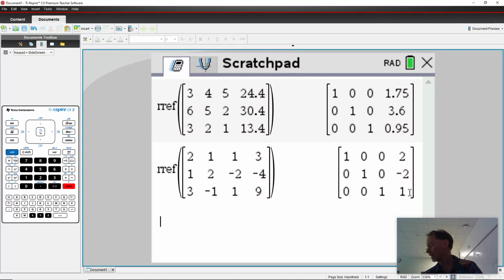To be clear, if you are supposed to do these things by hand, then do them by hand, but it's a good resource to check to make sure you got your answer correct, right? But make sure that you know how to do these things by hand as well.